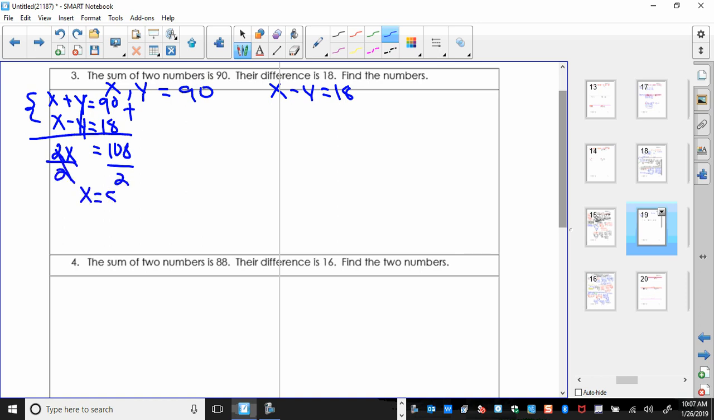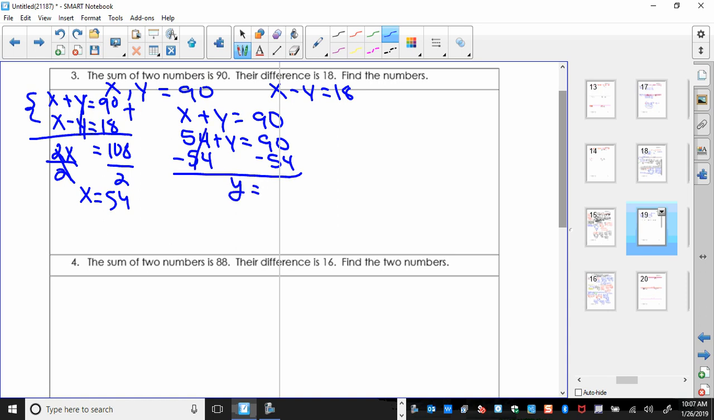X equals 54. Now I need to solve for y, so x plus y equals 90. I have 54 plus y equals 90. Subtract both sides by 54. And y equals 36. All right, so when I write my answer, x comma y maps onto 54 x's and 36 y's.